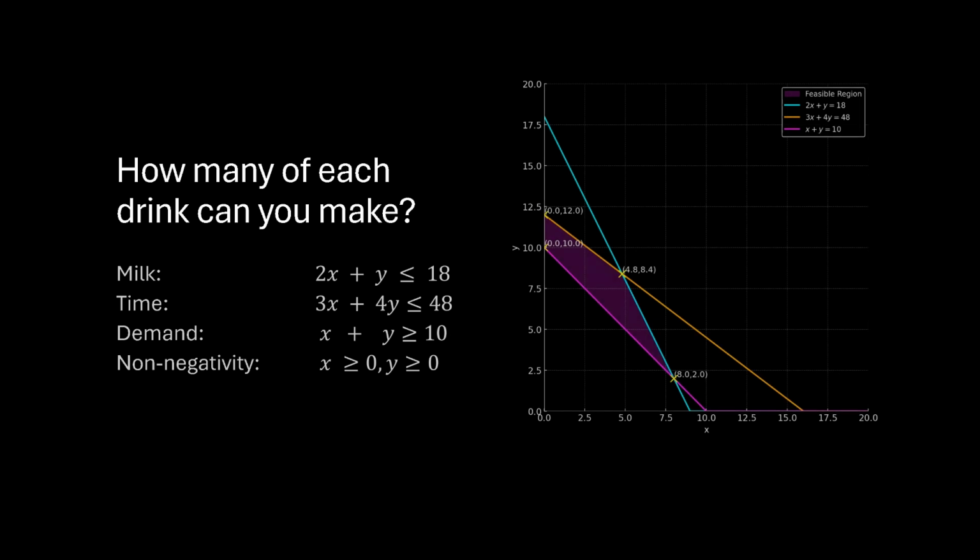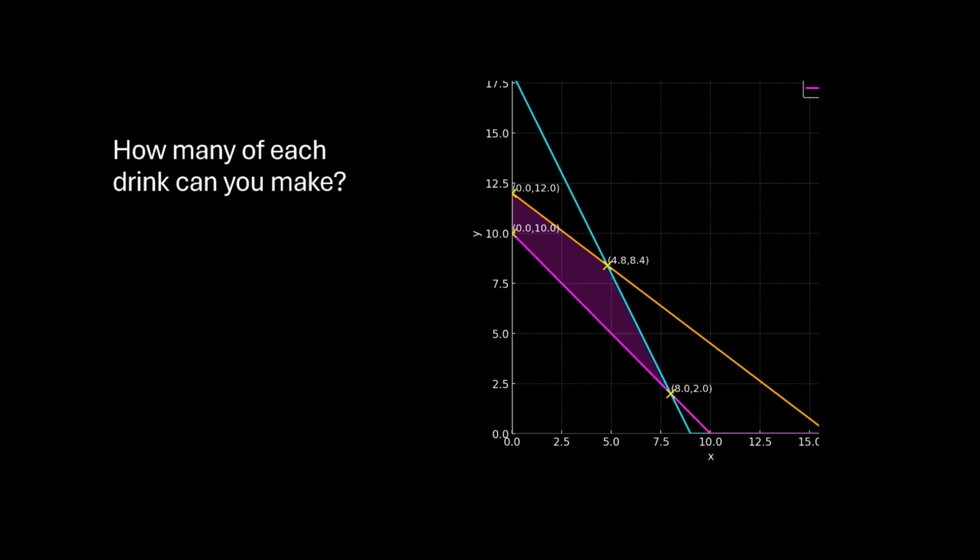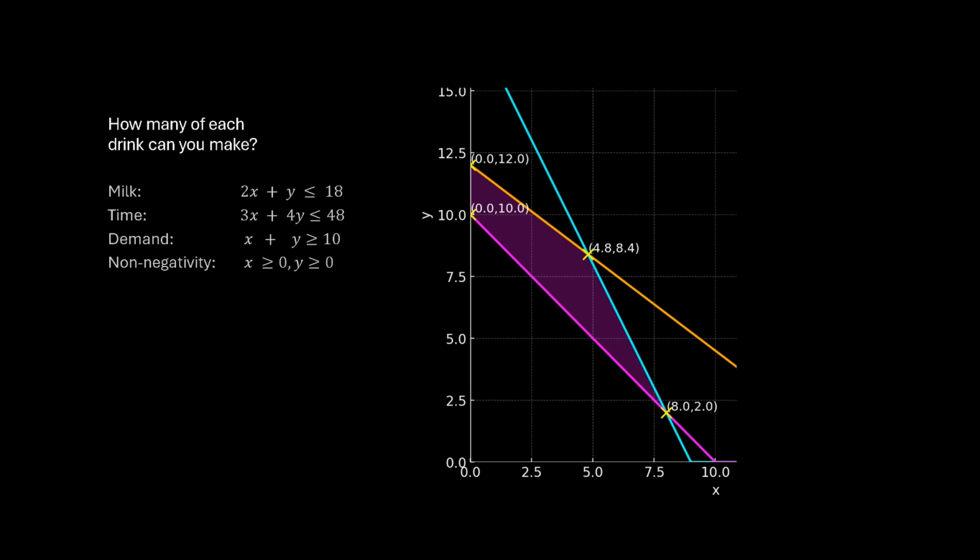The polygon now has corners at (0, 10), (8, 2), (4.8, 8.4), and (0, 12). These are the realistic combinations of lattes and cappuccinos that satisfy milk limits, time limits, customer demand, and the common sense rule of non-negativity.